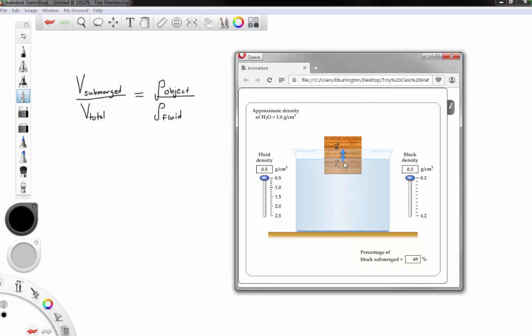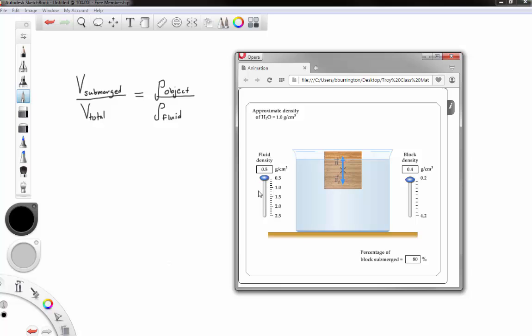When it comes to rest at equilibrium, sure enough, 40%. And if I increase this block density to 0.4, let's say, then 80% should be submerged. Whoops, there's 0.4. And when it comes to equilibrium, sure enough, 80%.